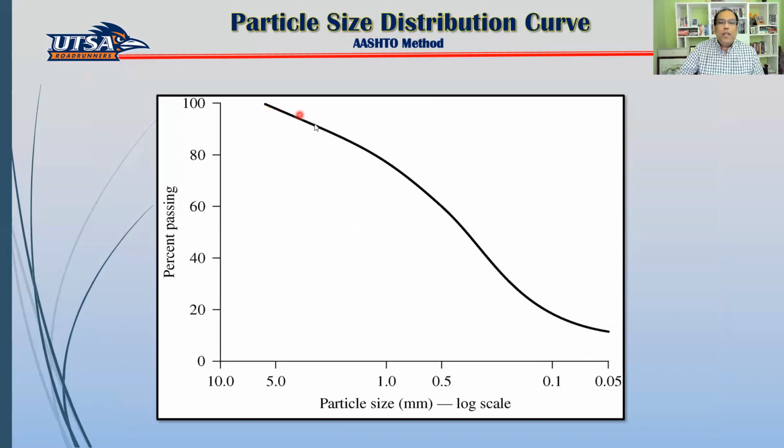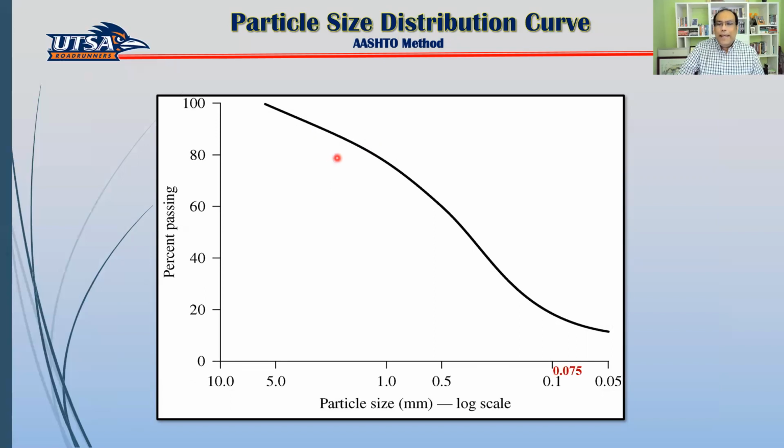Now, once we do our sieve analysis, and after some calculation, we can draw a curve like this, which is basically percent passing. Sometimes we call that percent finer. And this is the particle size in log scale. This looks like an inverted S-shaped curve, and we call that the particle size distribution curve. Sometimes it's also called the grain size distribution curve. This is very, very important and tells you a lot of things about the soil.